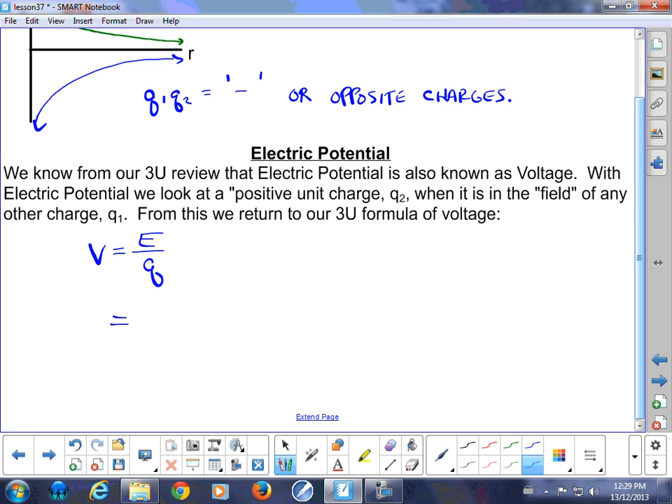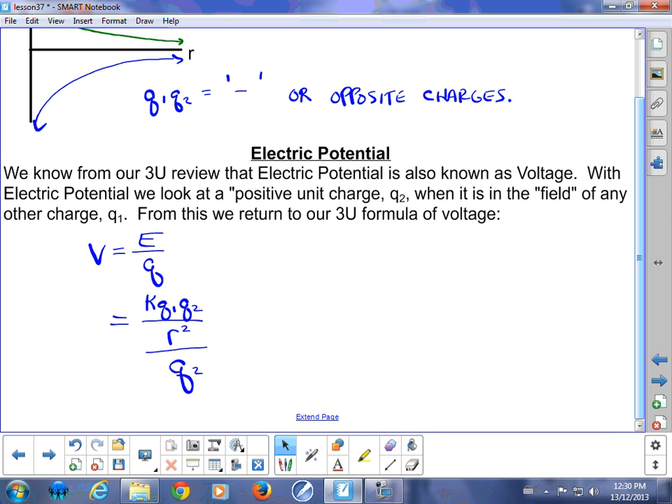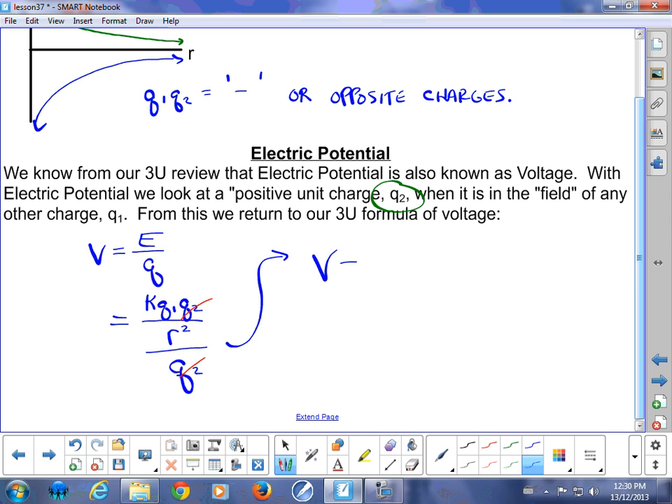Well, what is the formula for energy? I'm just going to do a bit of a replacement here. Energy is k Q1 Q2 divided by r, and that would all be divided by Q. Now that Q is going to be Q2, because we're talking about a positive unit charge in any field. So it's entering Q1's field, and that's what we're focusing on: Q1's effect. The Q2s would then cancel out, leaving me with an equation for voltage of k Q1 over the distance r.